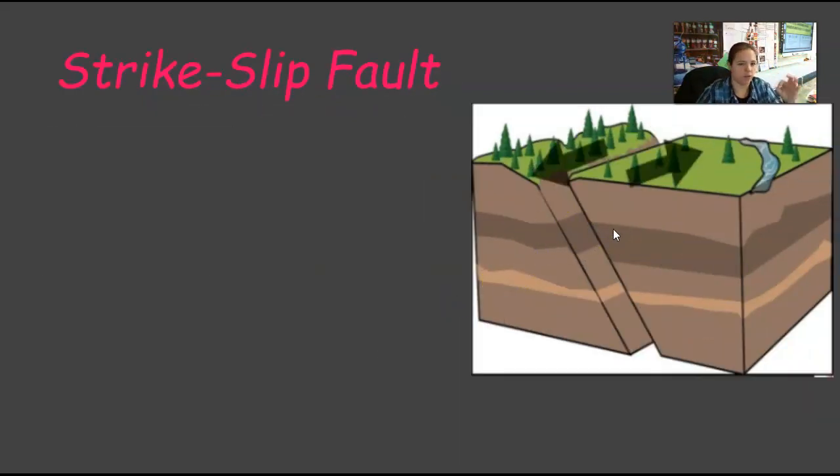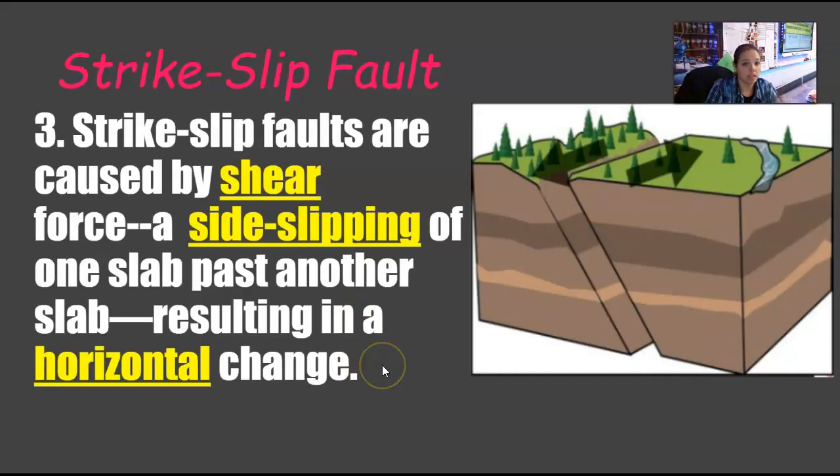Now there's a very famous one in Los Angeles. A strike slip fault is caused by shear force. It's a side slipping of one slab past another slab, resulting in a horizontal change. That's the side-to-side motion. And the one that is most famous is the San Andreas Fault in California.